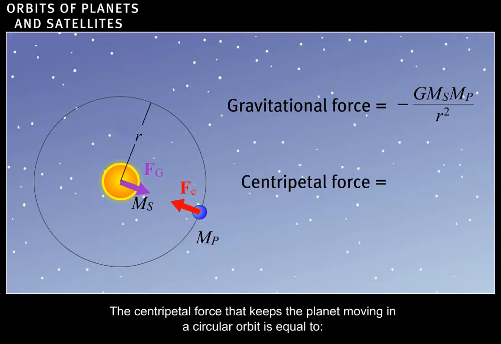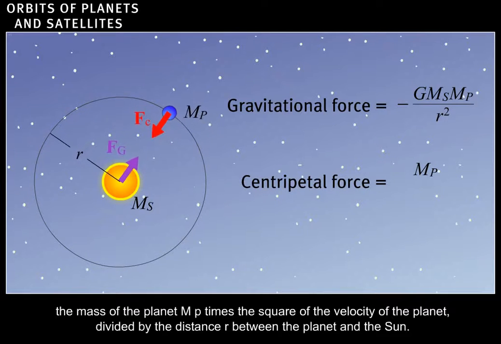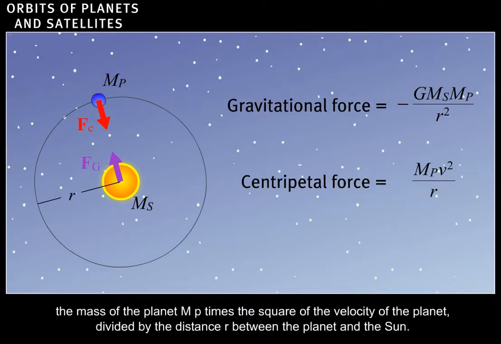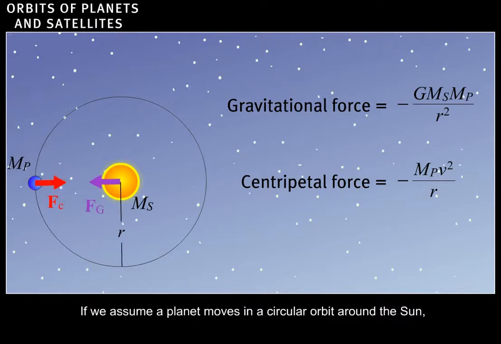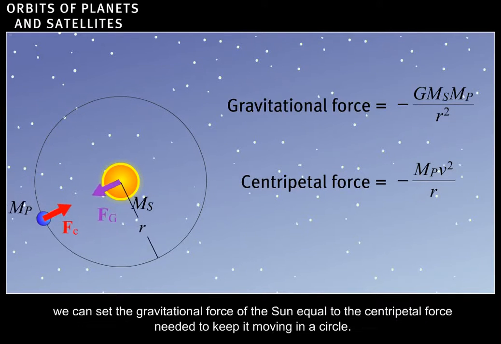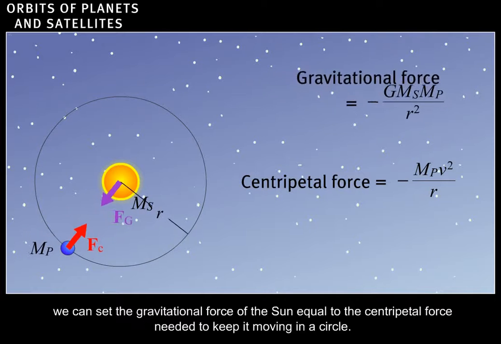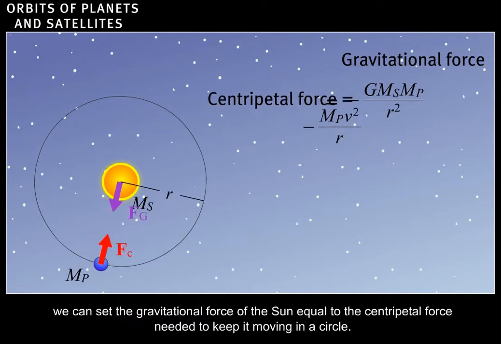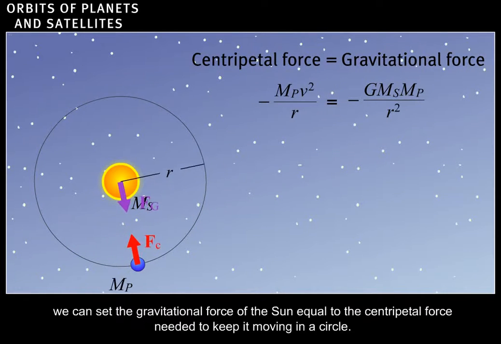The centripetal force that keeps the planets moving in a circular orbit is equal to the mass of the planet mp times the square of the velocity of the planet divided by the distance r between the planet and the Sun. If we assume a planet moves in a circular orbit around the Sun, we can set the gravitational force of the Sun equal to the centripetal force needed to keep it moving in a circle.